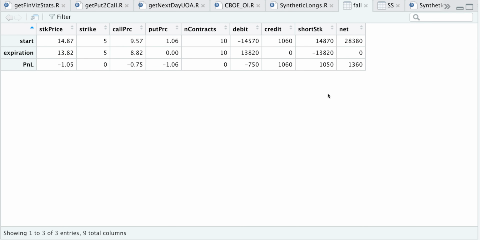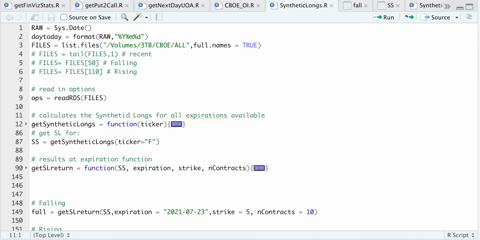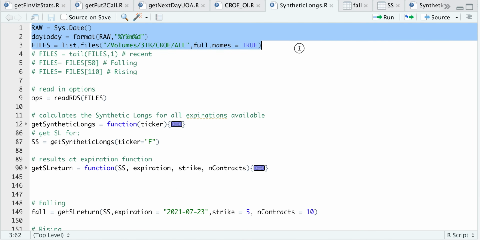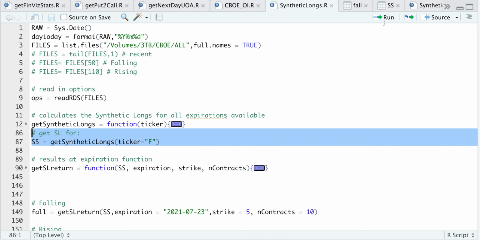So now let's take a look at another example in which the stock is actually rising. So we take a look at our script. I need to call in the options file for that date. So I'm going to go ahead and run this. And for the case where it was rising, I'm going to go ahead and read in the options. And then I need to calculate the synthetic longs for that data set.